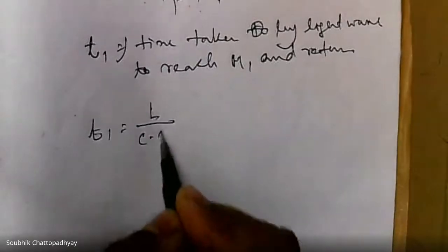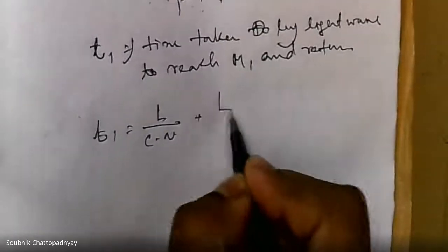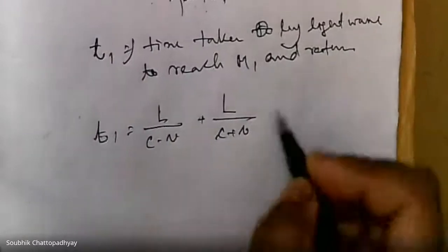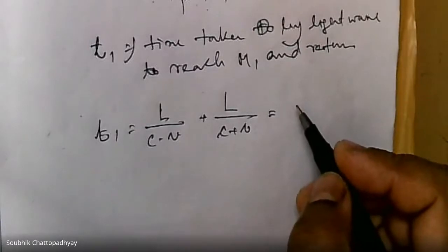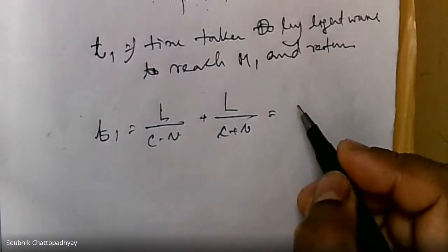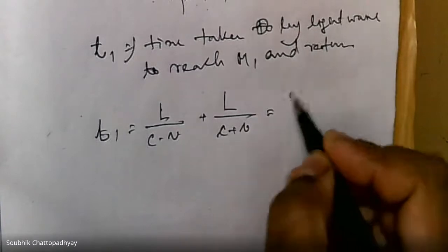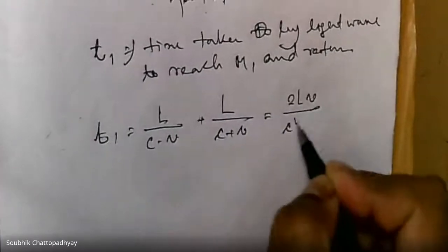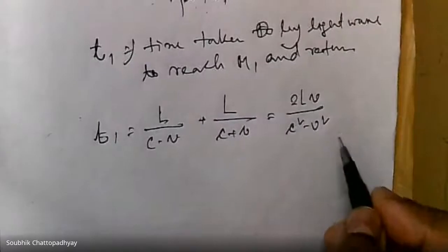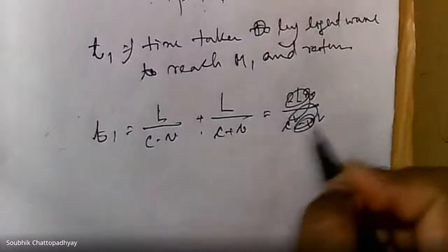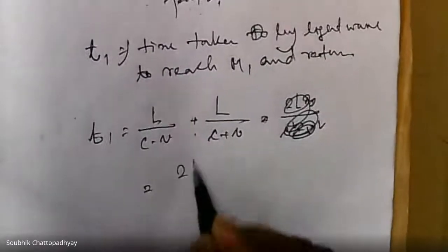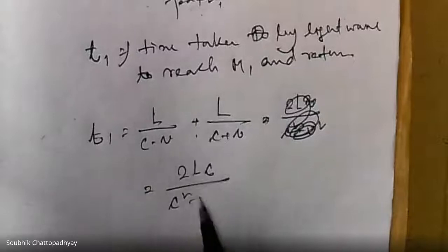t1 equals to, যখন যাচ্ছে তখন L by c minus v, যখন ফিরে আসছে তখন L by c plus v। তাহলে এটা কত হয়, twice LC by c square minus v square. (Oh sorry, twice LV না, আমাদের প্লাস আছে, twice LC by c square minus v square.)